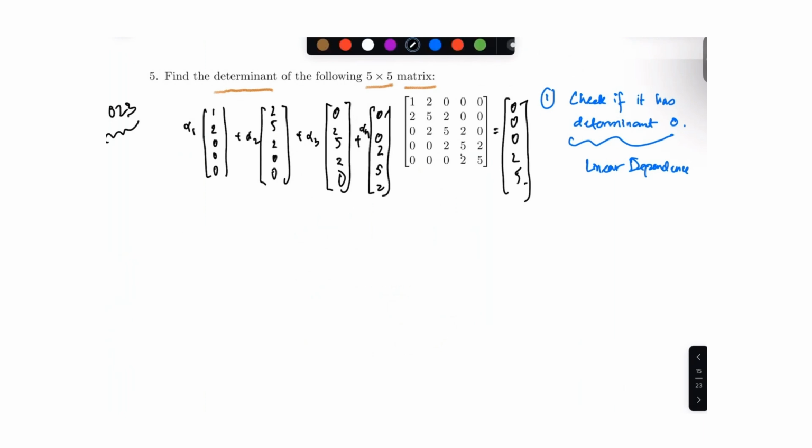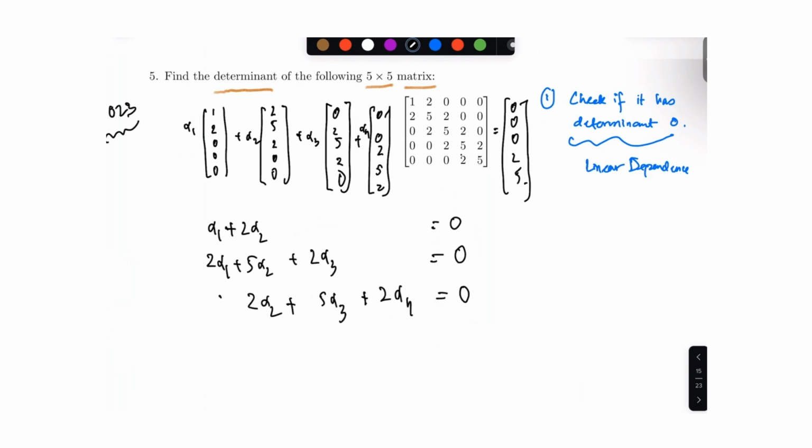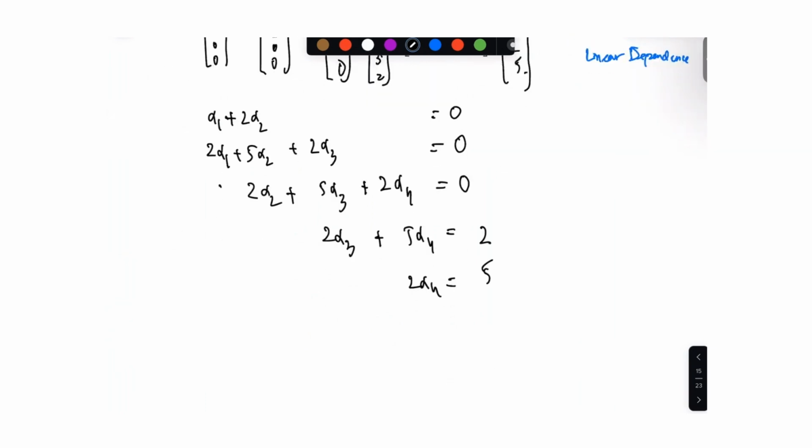So what equations did we get? We get alpha 1 plus twice alpha 2 is equal to 0. We get twice alpha 1 plus 5 alpha 2 plus twice alpha 3 is equal to 0. We get twice alpha 2 plus 5 alpha 3 plus 2 alpha 4 is equal to 0. We get twice alpha 3 plus 5 alpha 4 is equal to 2. And finally we get twice alpha 4 is equal to 5. These are the equations we get, right?